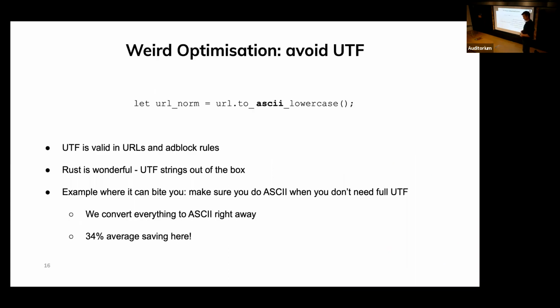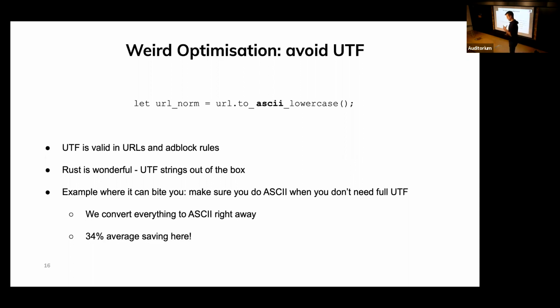Now, another weird optimization is this thing with avoiding UTF. UTF is valid in both URLs and AdBlock rules, and is not completely infrequent in either of them. Rust is wonderful in that sense: UTF strings out of the box. If you're using str or String, this is what you have by default. Except that is where it can actually bite you.